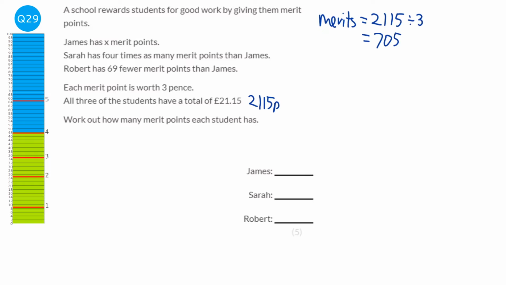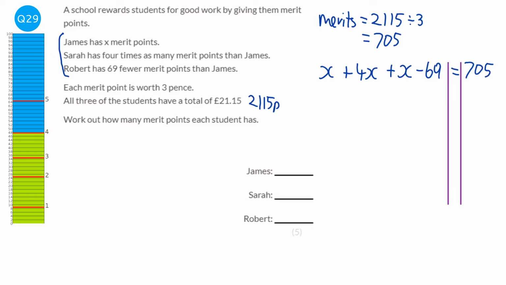Next, have a look at the question here, this part here, where it says James has X merit points. Sarah has 4 times as many points as James, so she's going to have 4x. Robert has 69 fewer merit points than James, so he's going to have x minus 69. And we know that that equals 705 because we've just worked that out.